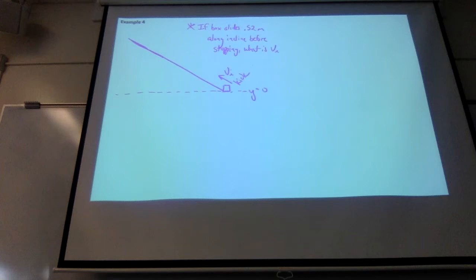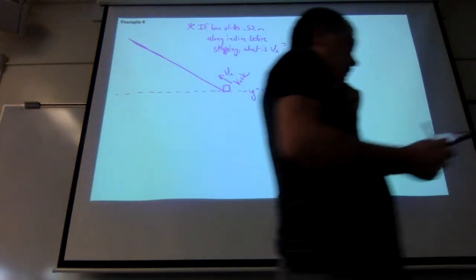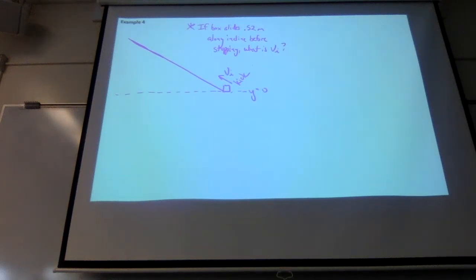Let's say that we have a slope that looks like this. That's supposed to be straight, but you get the idea. Let's say that ground level is down here. And we're going to start with a box right at the bottom of the incline, and we are going to kick the box, giving it some initial velocity. And let's say the question is, if the box slides 0.52 meters along the incline before stopping, what is the initial velocity? What initial velocity would it take to make it slide 0.52 meters along the incline?